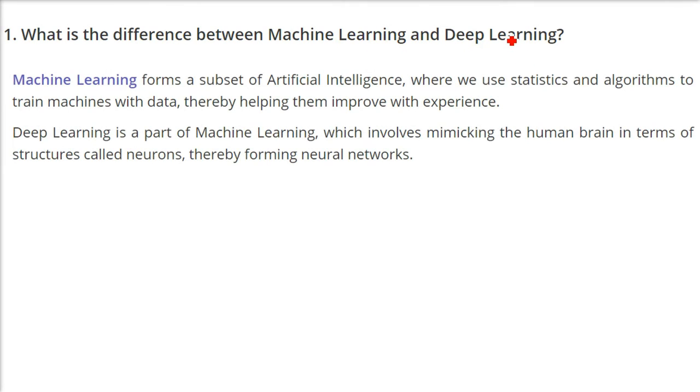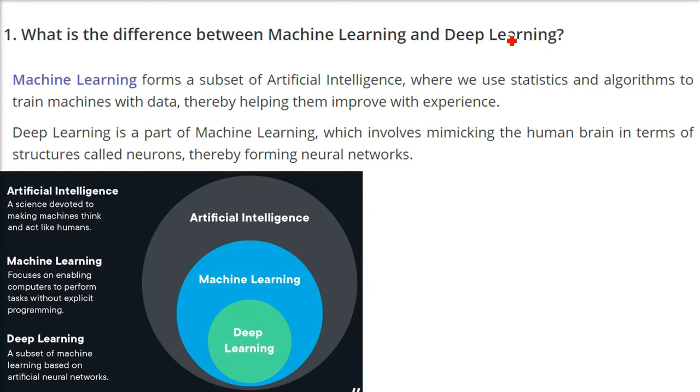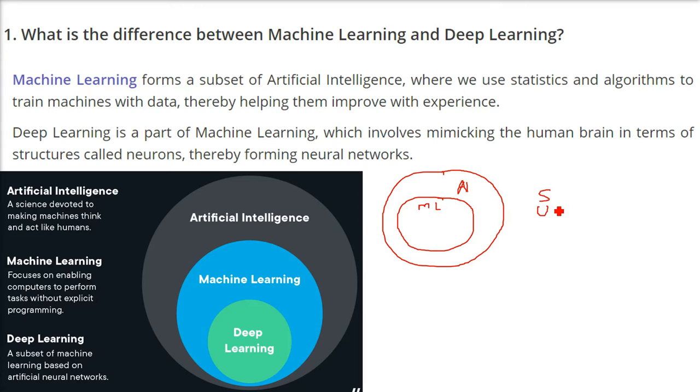In both of them, you see, learning is already there. So they come under the umbrella set or the bigger set, which is artificial intelligence, AI. Inside this, we have machine learning. This is supervised, unsupervised, and also reinforcement learning. Inside this, we have deep learning. This is a subset of machine learning, and this is based on artificial neural network.